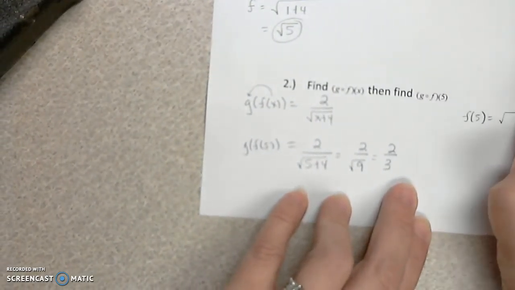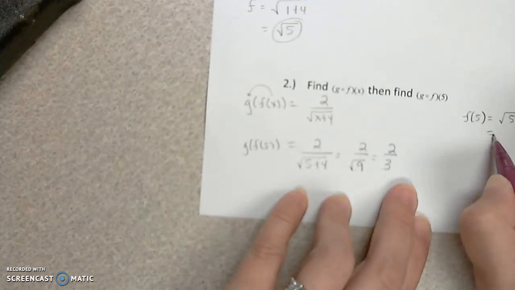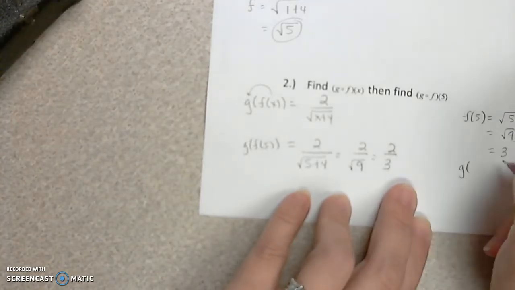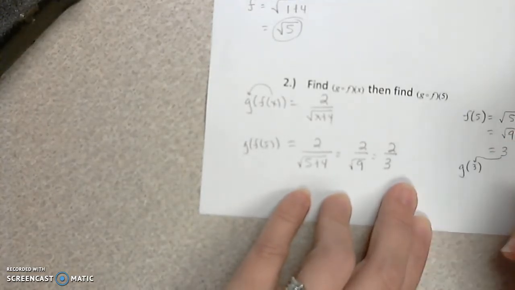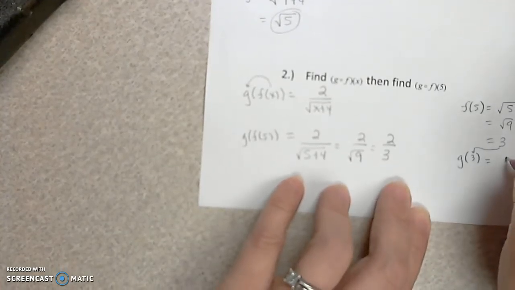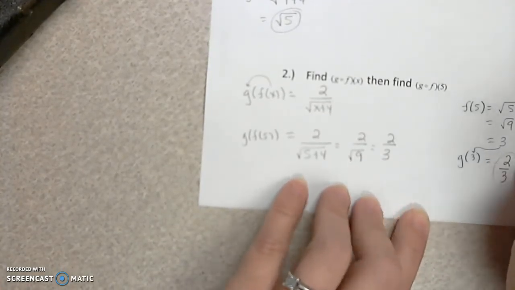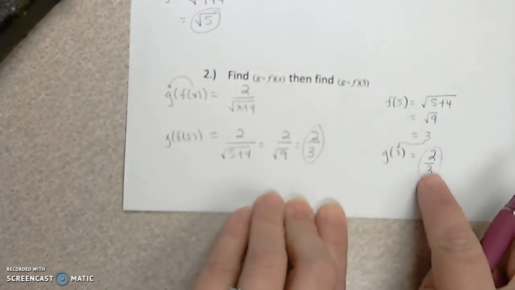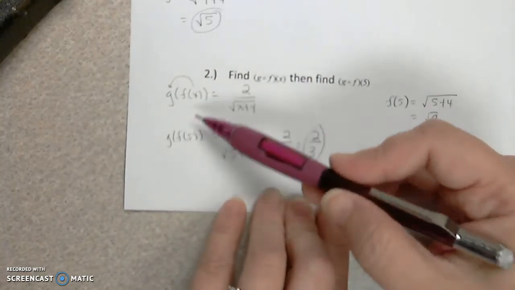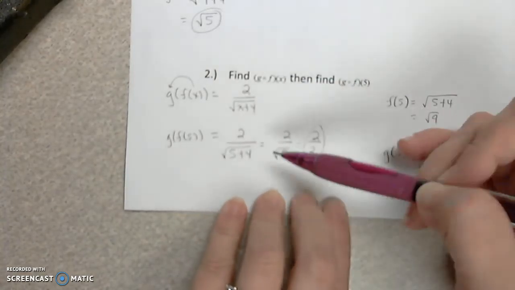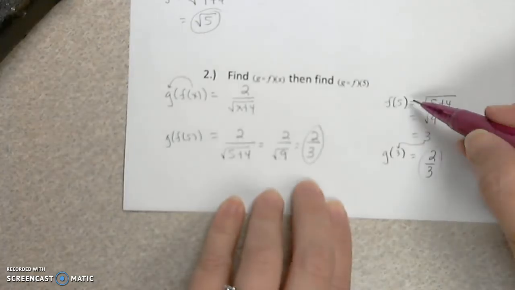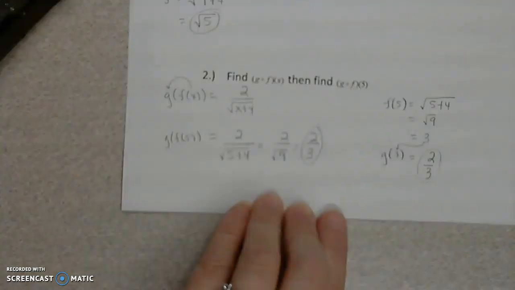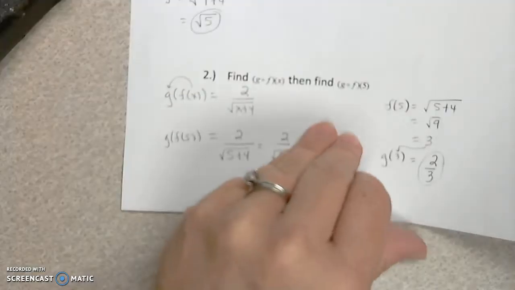Alright, or I could have worked it the other way, where I first found f of 5. So I would say the square root of 5 plus 4 would be the square root of 9, which is 3. Then I would find g of 3. So in place of x, I would put a 3. Alright, notice whichever method I use, whether I first find the function g of f of x and then substitute in the value, or I find the value of f, the function f, and fill that into g, I should get the same answer. Alright, let's take a look at another example.